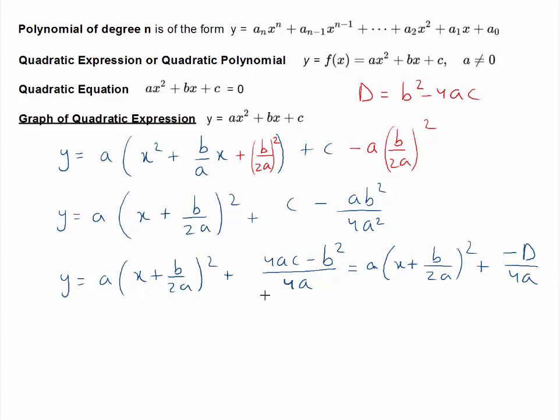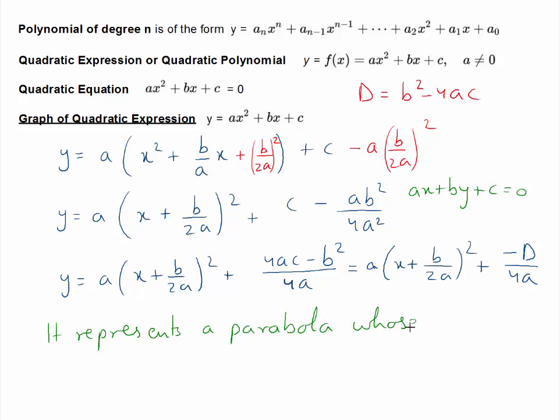Now y equals to this represents a parabola. Just like we recognize ax plus by plus c equals 0 is an equation of a straight line, similarly we will see in higher classes that y equals to this represents a parabola. So it represents a parabola whose vertex is minus b by 2a comma minus D by 4a.